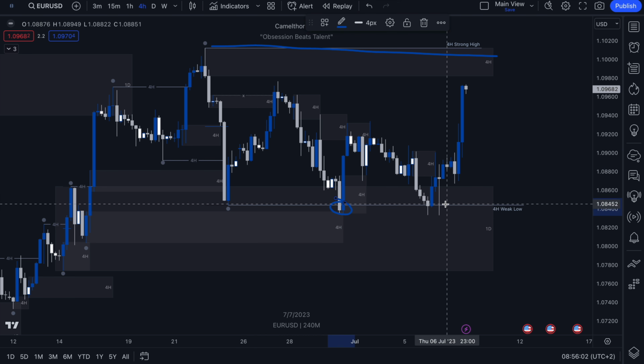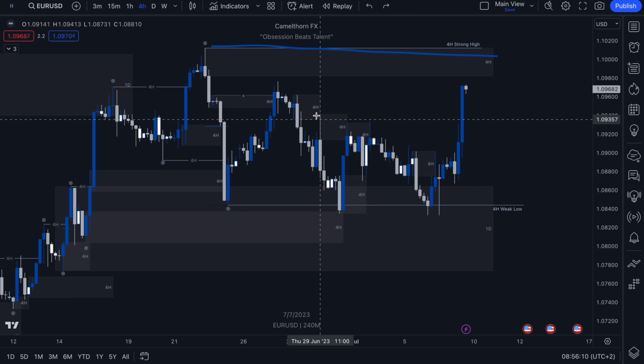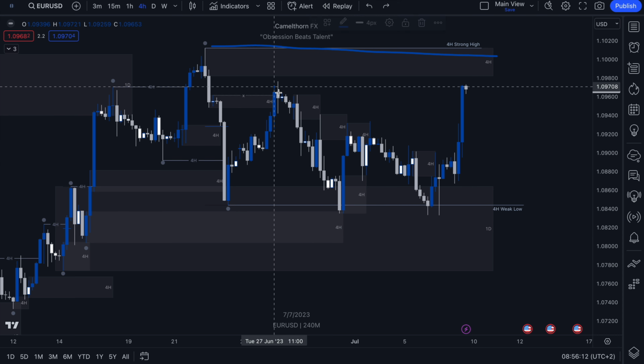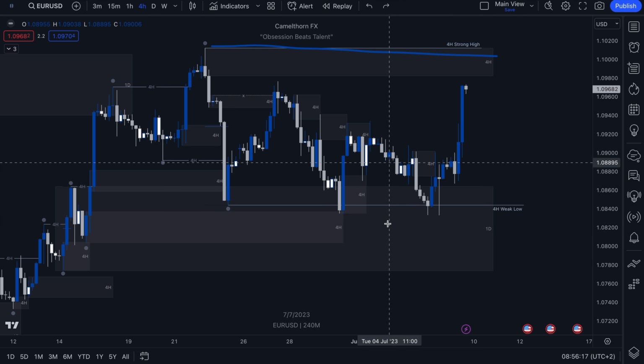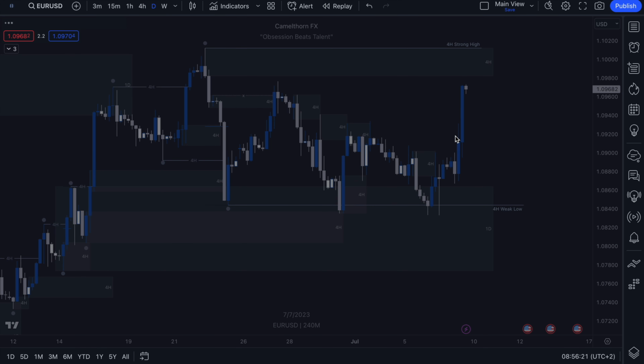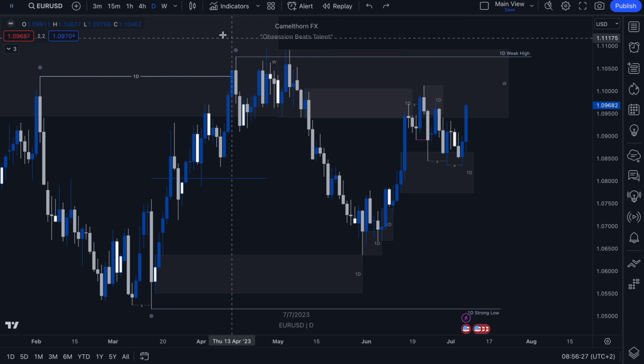Now we have had 2 attempts to violate the 4-hour weak low, but as you can see, because of the presence of this daily demand zone in here, price action really struggled to break through and give us that bearishness to the downside. This is again adding to the narrative that we could be seeing that daily bullishness continue and go ahead and violate that daily weak high.